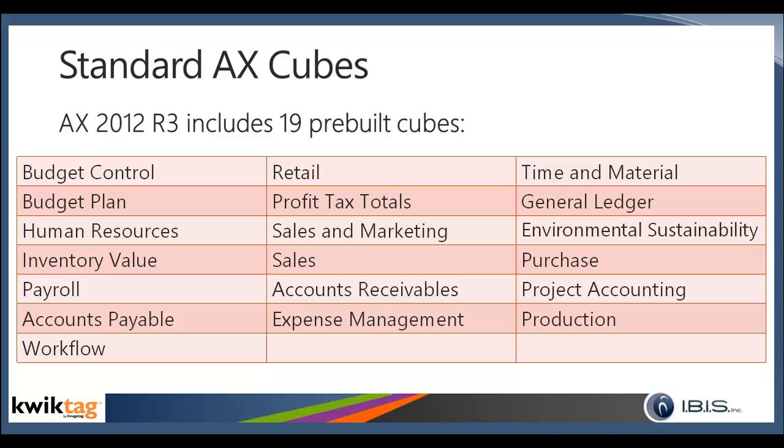In standard AX cubes, AX 2012 R3 is going to have 19 pre-built cubes. So for each of the separate modules, you're going to have a cube where you can reference the information found in AX. As you can see, there's a lot to choose from here. If you do not use environmental sustainability, that cube is not going to be very useful to you. But the ones that are used often are the sales, general ledger, purchasing, project accounting, accounts payable, accounts receivable. Those are some of the more heavily used cubes. But in case you are using environmental sustainability, there is a cube out there for you.